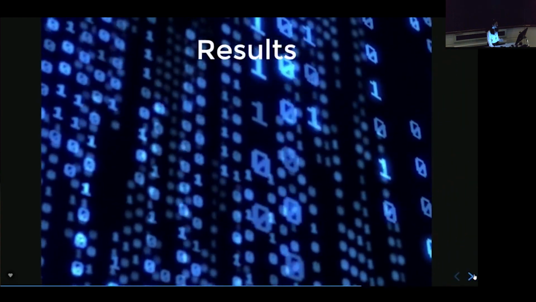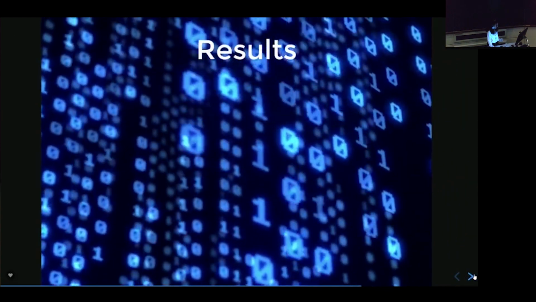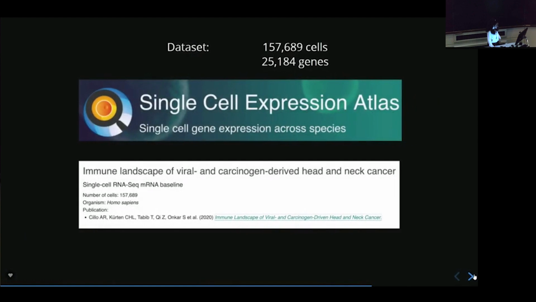So, about results. We show some results on a data set, just to exemplify the run. It is the immuno-landscape of viral and carcinogen-derived head and neck cancer. This was the paper, and we took the experiment there, from the Single Cell Expression Atlas, and there were 157 cells and about 25,000 genes.